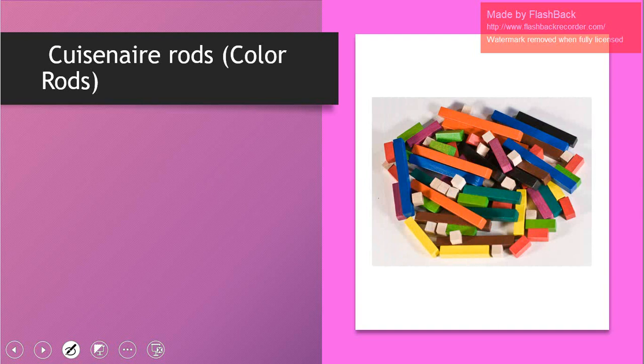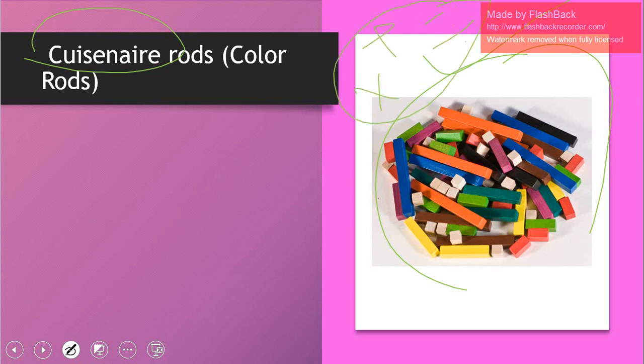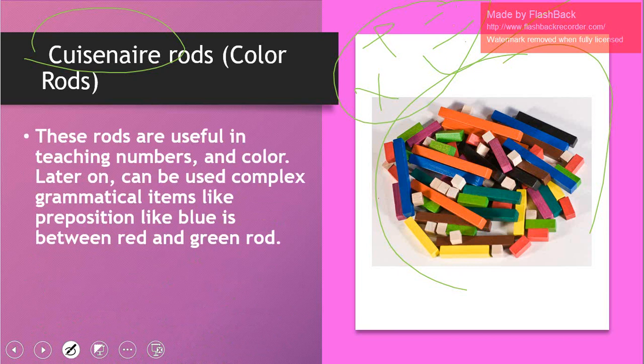Okay, color rods. It's very hard for me to pronounce Cuisenaire rods, so I'm trying to avoid it. If someone knows the correct pronunciation, please tell me. Cuisenaire rods, color rods, these are the color rods. This is the teaching material. But it's very exciting how you will learn a new language with them, because these rods are mostly used in teaching mathematical problems like arithmetic: plus, minus, multiply and division. These 4 functions are usually taught by these color rods.